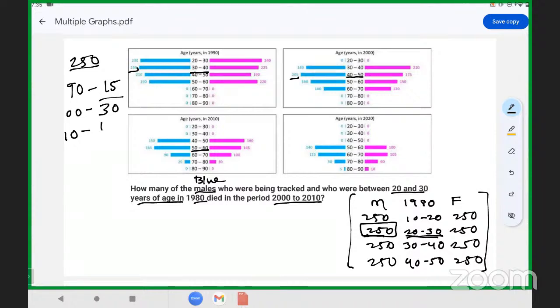Okay, so now this is 40. From 2000, the present number was 205, and now the present number is 165. So from 2000 to 2010, 40 people died. So the mortality number is 40.